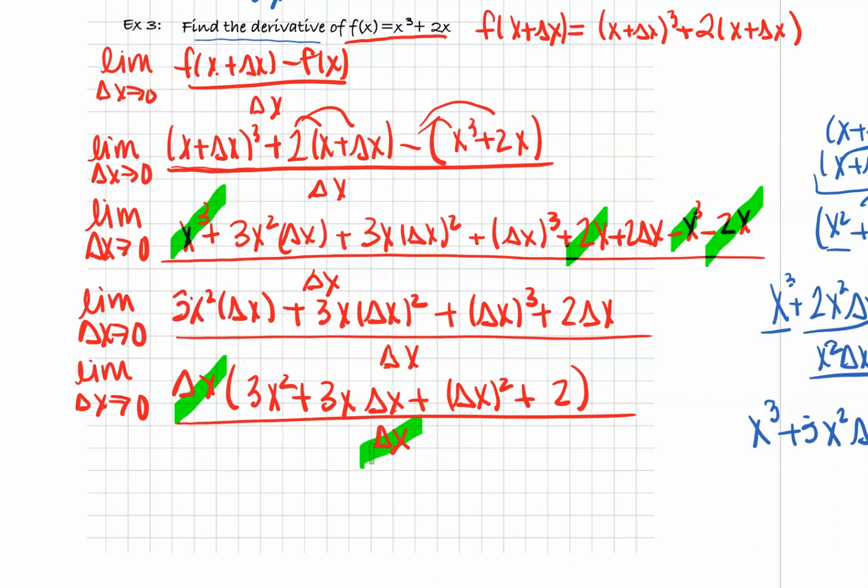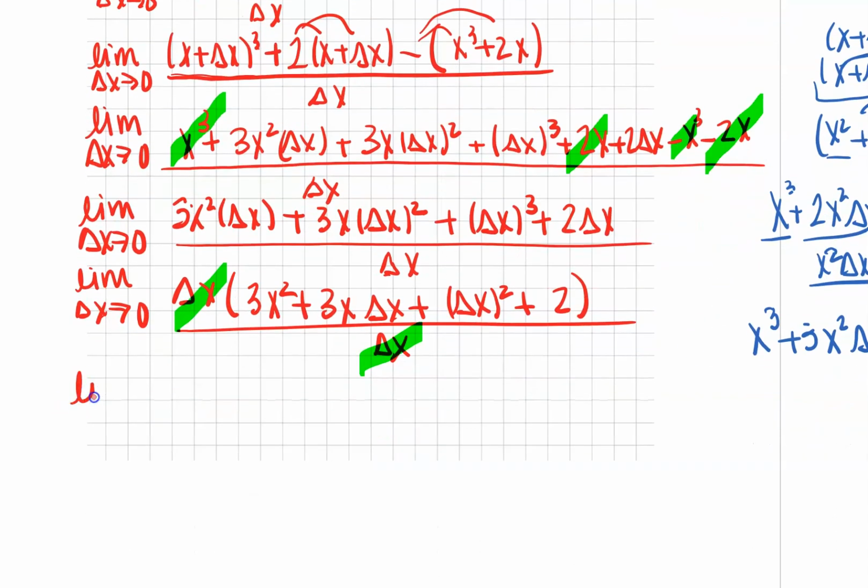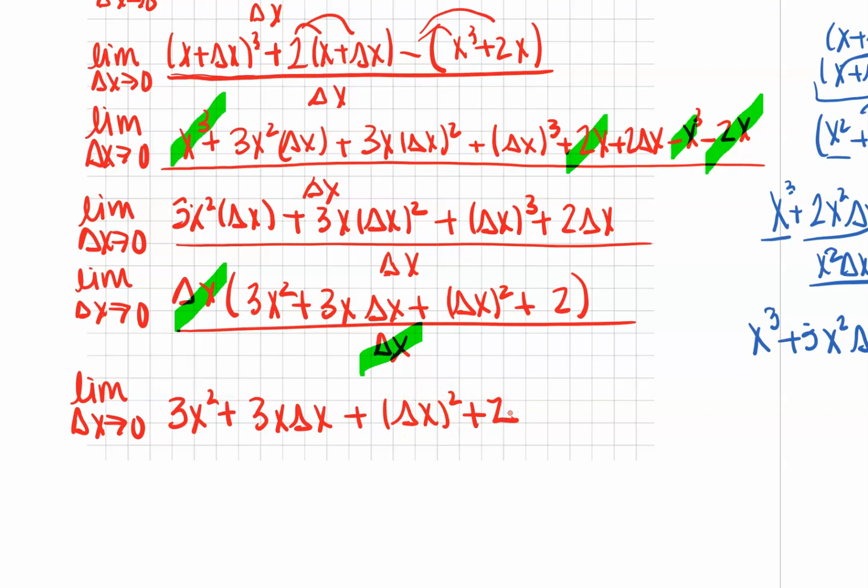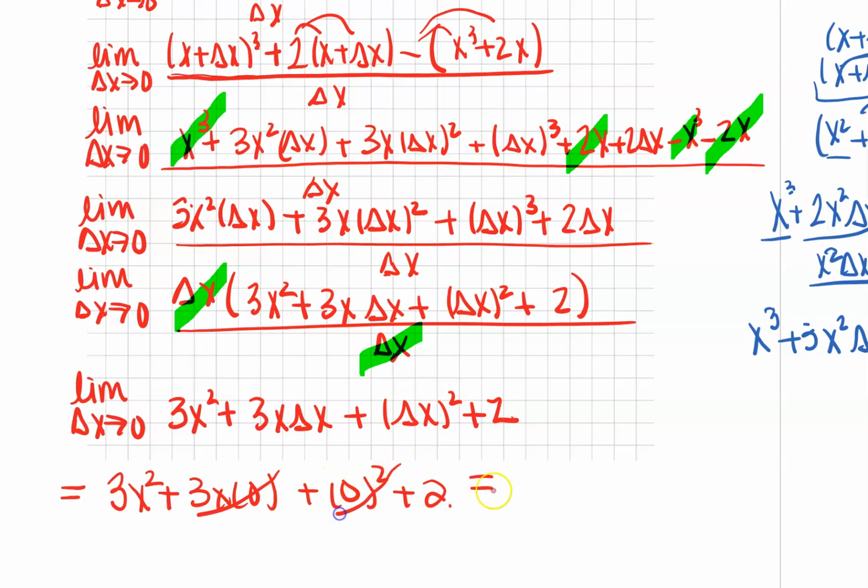Don't do any illegal canceling along the way. And I'm left with the limit as delta x goes to 0 of 3x squared plus 3x delta x plus delta x squared plus 2. And since I now have eliminated that division by delta x, or eliminated the division by 0, I can just plug in. I can finally get rid of that limit notation. So that would be equal to 3x squared plus 3x times 0 plus 0 squared plus 2. And that gives me 3x squared plus 2 for a final answer.